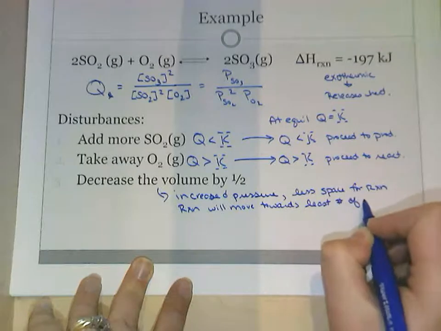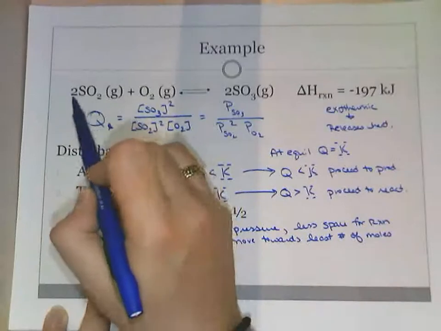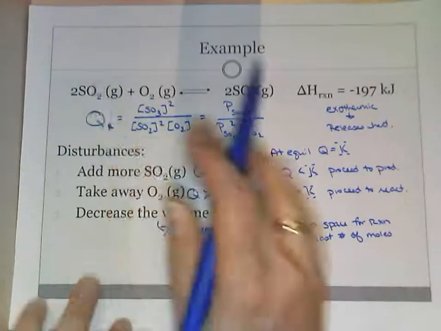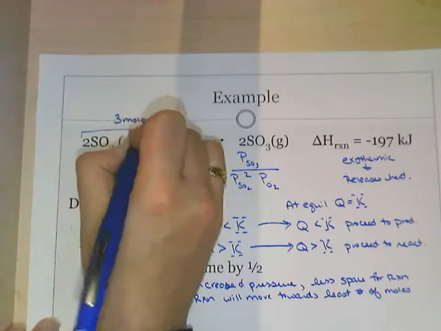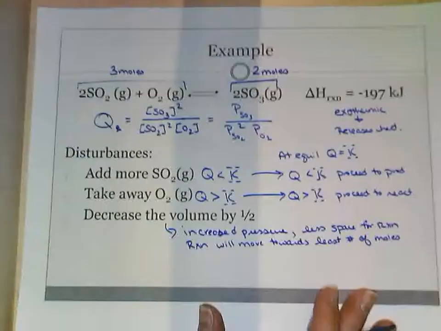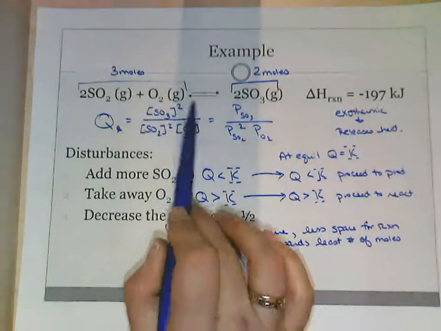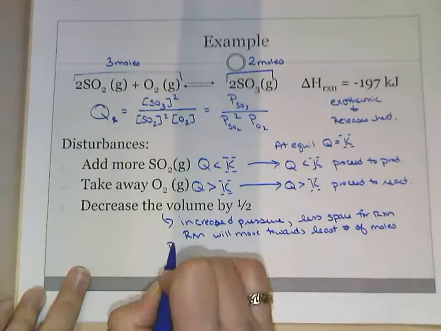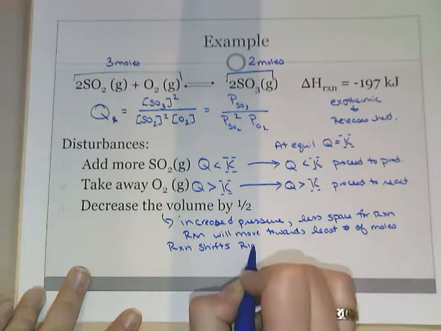So the reaction will move towards the side of least moles or least molecules. If we look at our original reaction, I have three total moles over here, and on this side, I only have 2 moles. So 2 is less than 3, so the reaction is going to shift to the right, or we'll shift towards products.